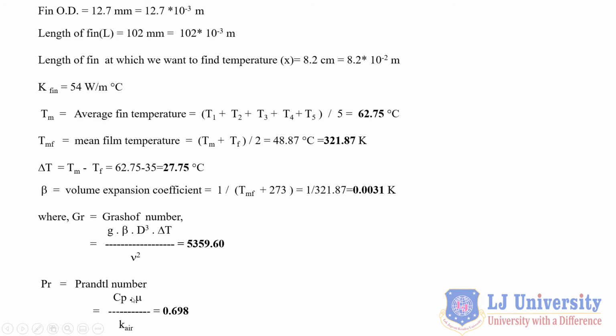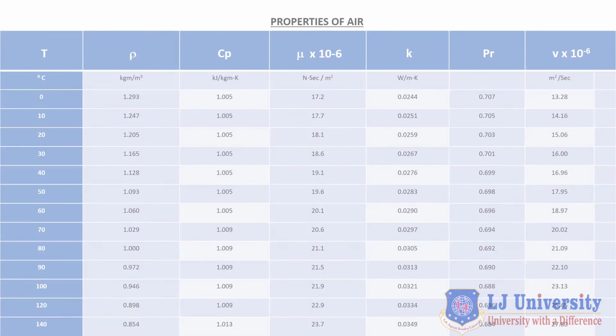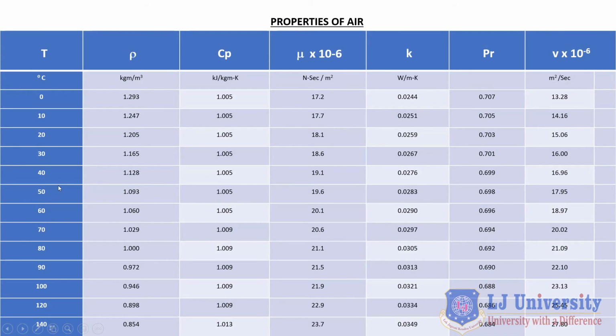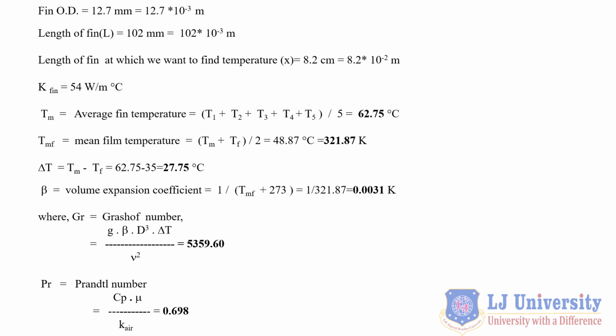Now the Prandtl number. You know that the Prandtl number is equal to mu Cp upon K, but you don't need to calculate it again. You can find this value from the properties of air table. So at the T mean film, which is 50 degrees Celsius. Always remember you have to see the property of air at the mean film temperature, which is 50 degrees Celsius. At 50 degrees Celsius, Pr is 0.698. So here you can see that we have Pr equal to 0.698.